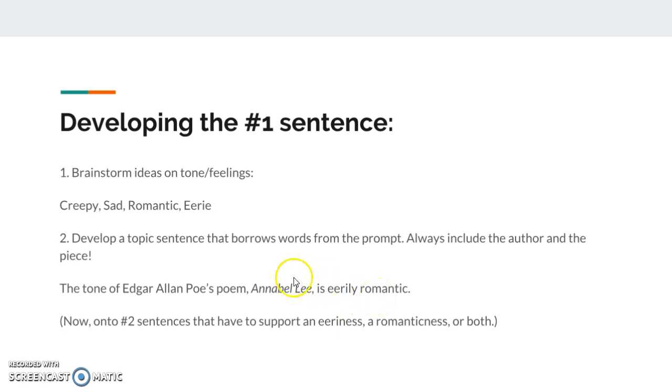Honestly, when I started to brainstorm, I couldn't decide between either of those, so I picked both. It's eerily romantic, and I actually think that's a perfect way to describe the tone of that poem. Now we're going to move on to the number 2 sentences to support an eeriness, a romanticness, or both.